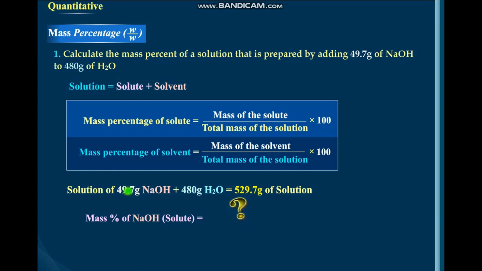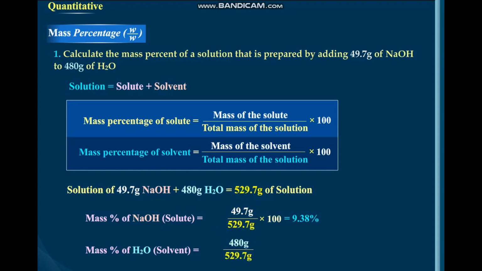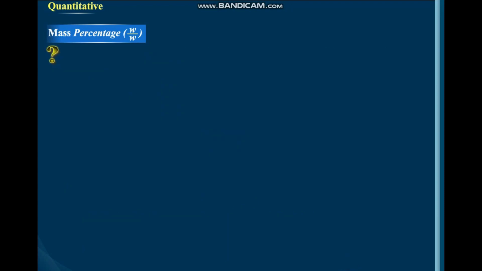Mass percent of NaOH, that is the mass percentage of the solute, is the mass of the solute divided by the total mass of the solution into 100, which is 9.38%. And the mass percent of water, the solvent: the mass of the solvent is 480, divided by the mass of the solution into 100, and it is 90.42%. Children, you can do it and verify the answer.